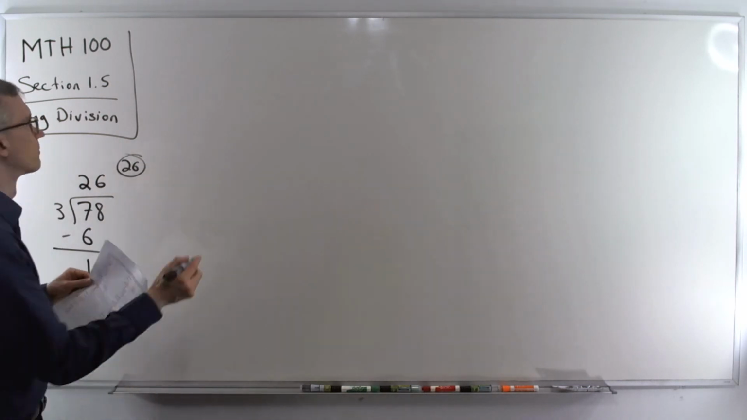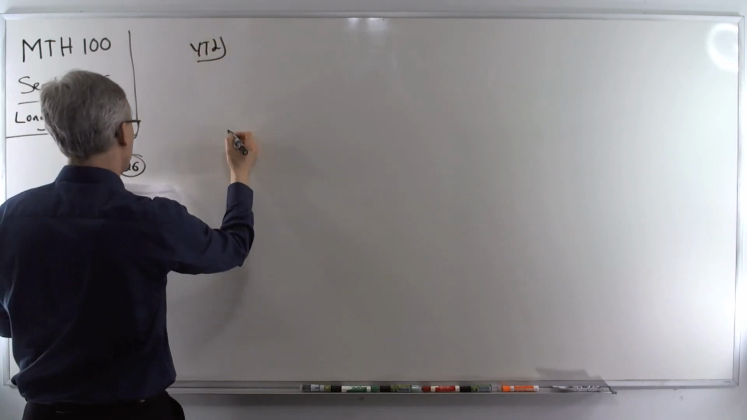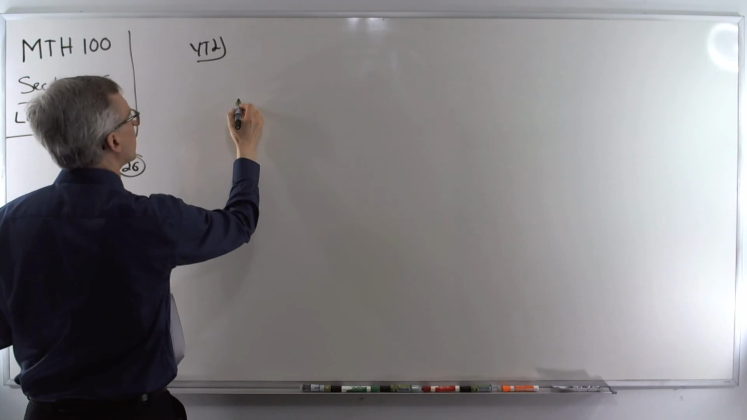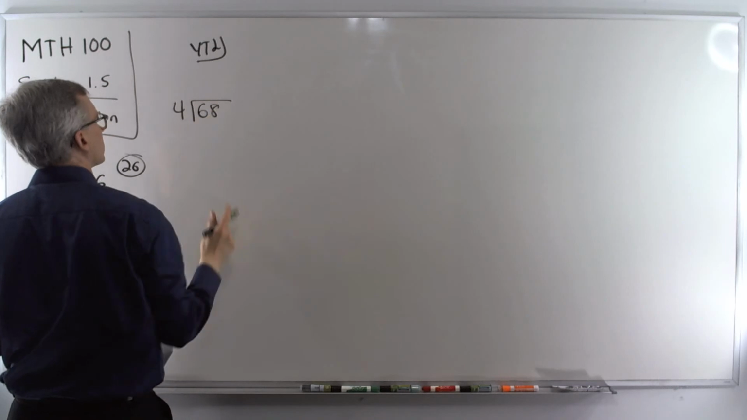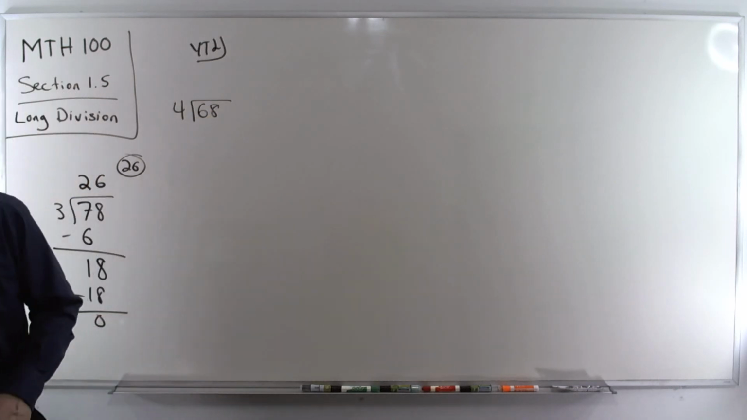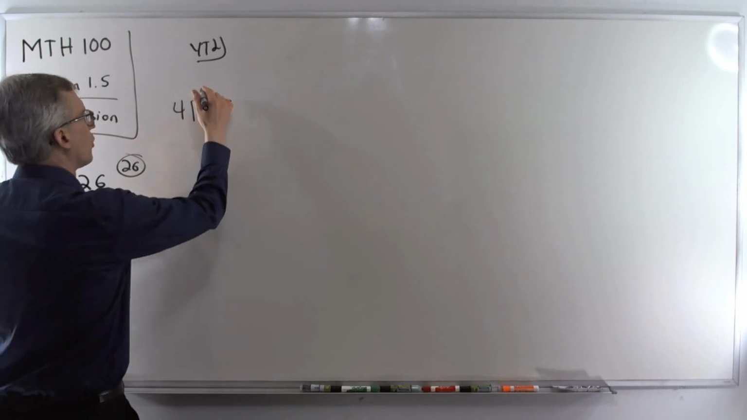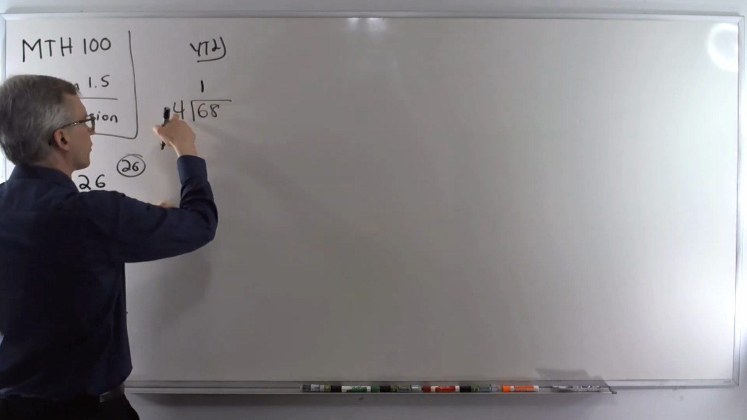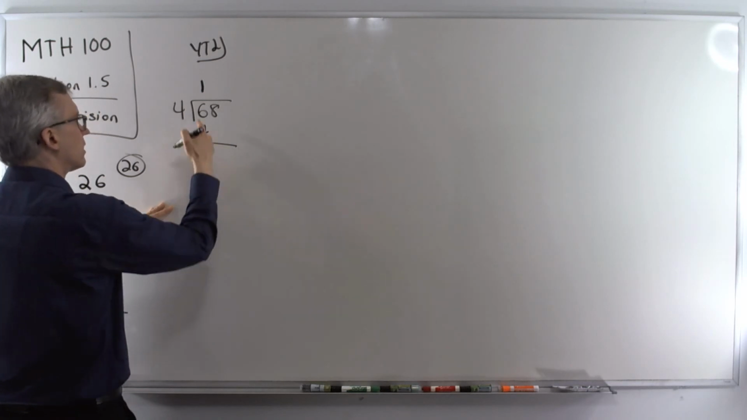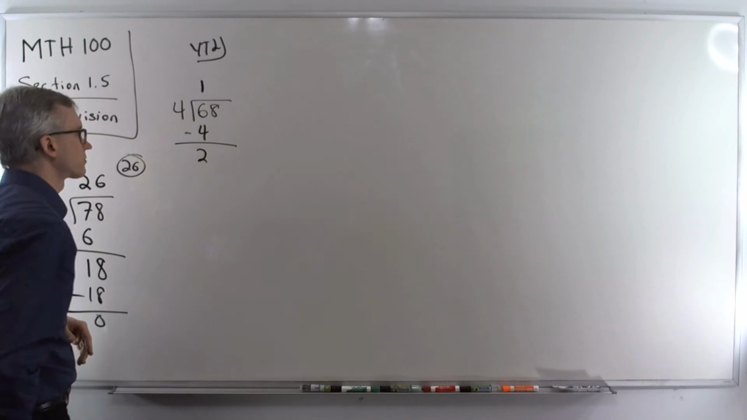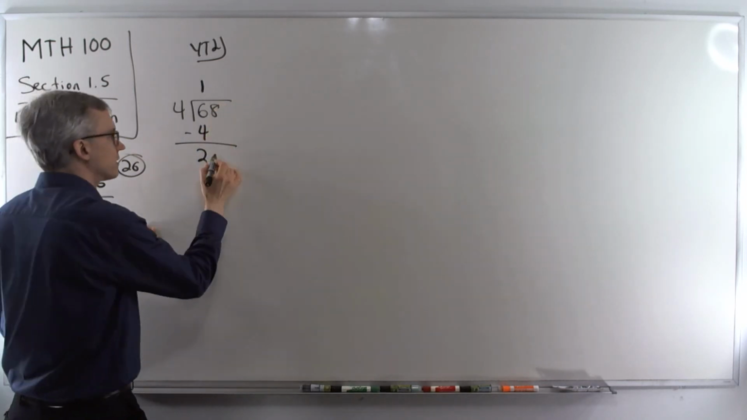Your turn, number 2. 68 divided by 4. First digit, 6. So 4 is going to go into 6 one time. Now 1 times 4 gives us 4, so 4 goes down below the 6. And subtract, 6 minus 4 is 2. All right, that's the end of cycle number 1. I'll bring down the next number, 8.